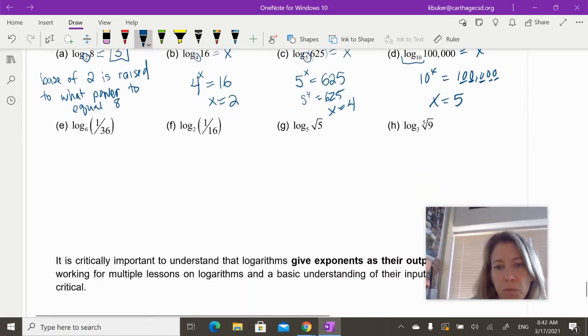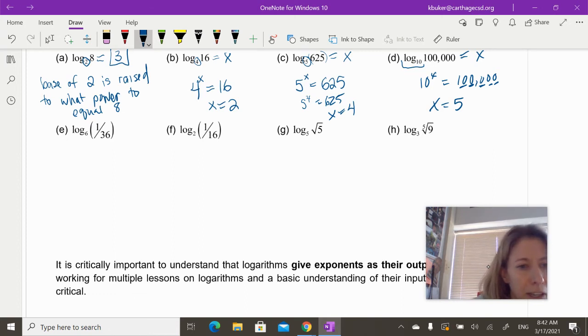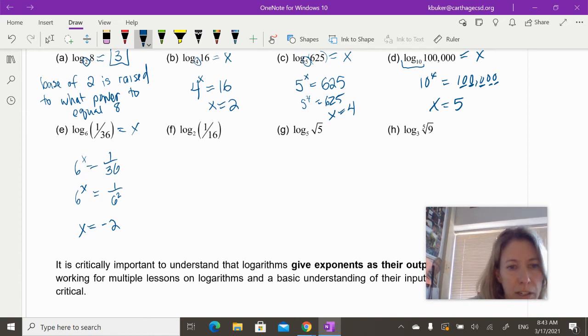All right, and then we'll practice with some negative and fractional exponents. Basically this is saying, 6 to what power equals 1 over 36? Hopefully you know that 36 is 6 squared, so 1 over 36 is 1 over 6 squared. So x is negative 2. 6 to the negative 2 power is 1/36. All right, so 2 to what power is 1/16?